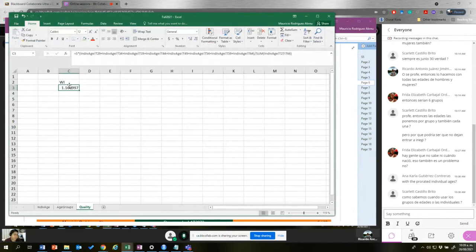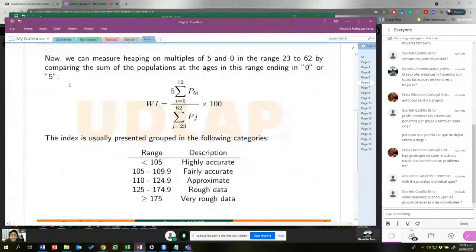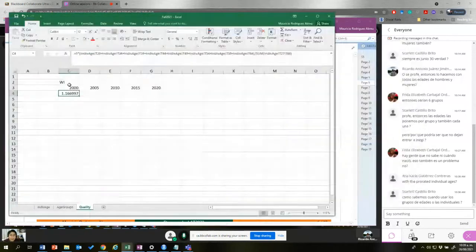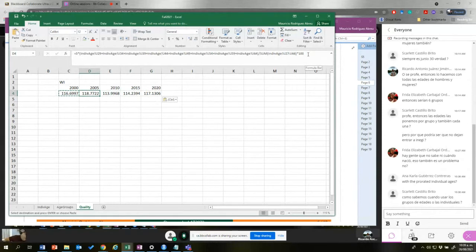Okay, so this is 2000, 2005, 2010, 2020. And this is the reason I have been telling you, be careful on how you display your information in Excel. I'm missing the times 100, that's fine. Times 100, okay. Because since I use the formula and I have all my information in columns, I can just copy the same formula. Okay, so this is the total population.